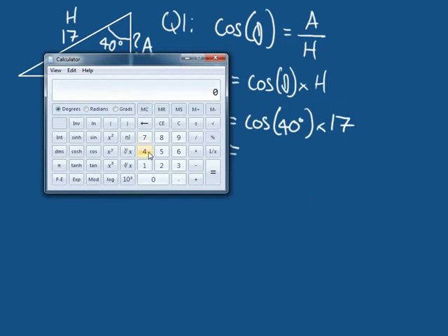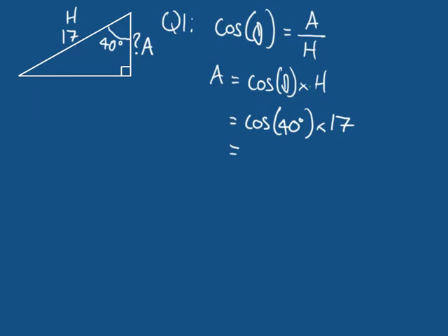So the cosine of 40 degrees, I'll enter 40, then click cosine, I am in degrees, that's about 0.766. I can multiply that by 17 equals, so the length of our adjacent edge is about 13.023 units long. So it's approximately equal to 13.023 units. And it's that easy.